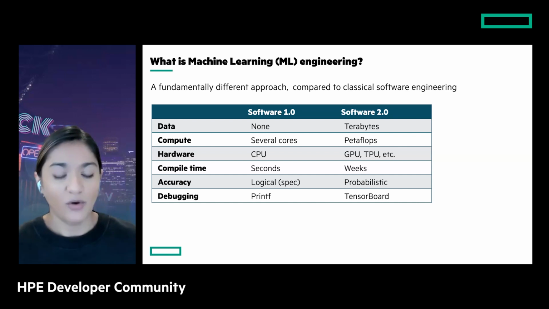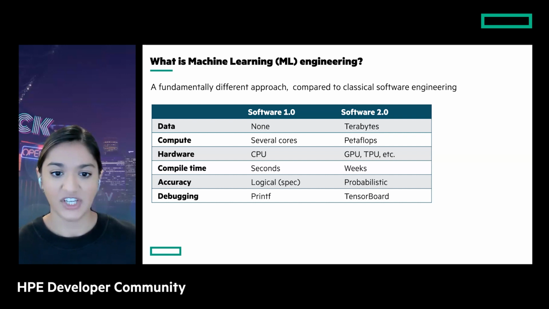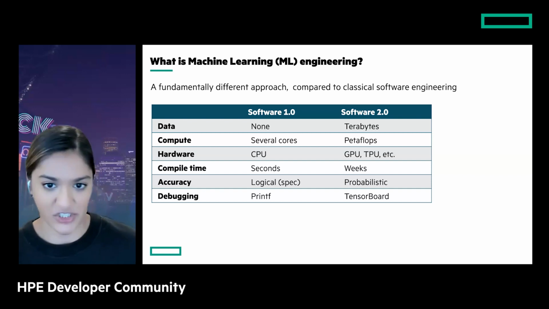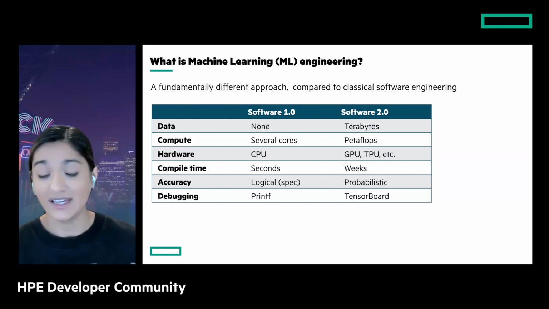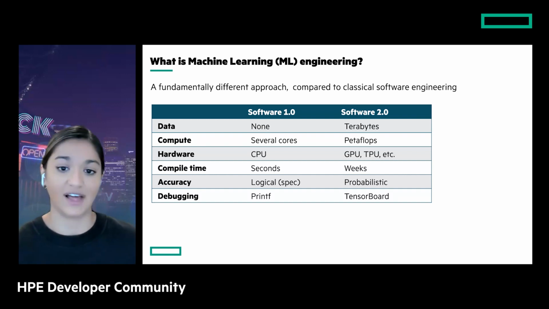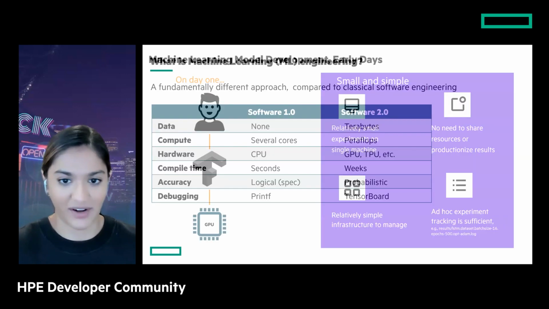So hopefully this convinces you that machine learning engineering is a fundamentally different approach. And you can imagine that machine learning engineers run into a whole slew of different problems than software engineers do. And right now, the problem is that they're dealing with both types of problems, both the machine learning model debugging issues, as well as the underlying software problems, which is a lot for one engineer to handle.